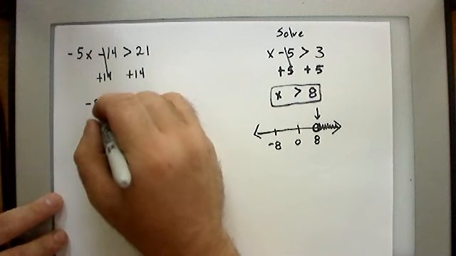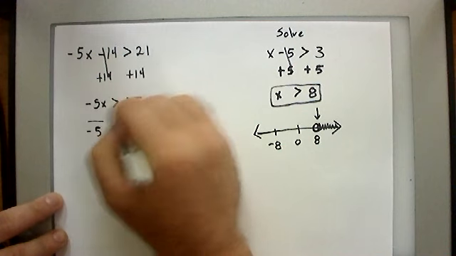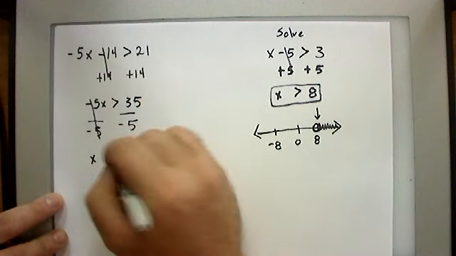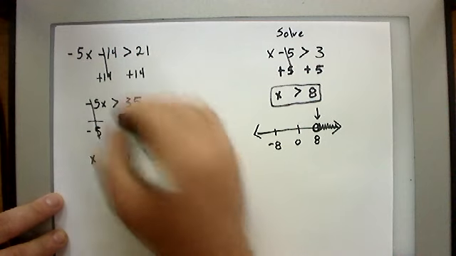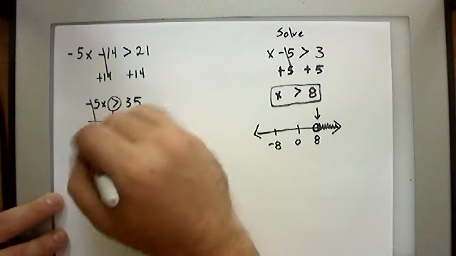We need to get the -5 off of the X, as you know, so we're going to divide by -5, divide by -5. So we have X on the left side. 35 divided by -5 is -7. And this time, the inequality sign is going to flip around.